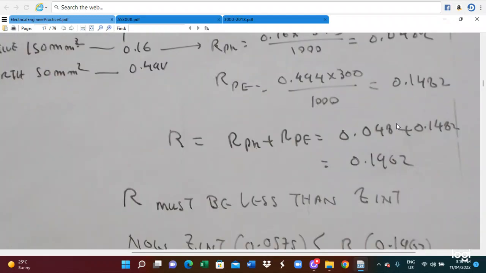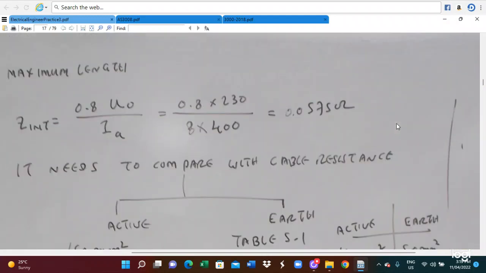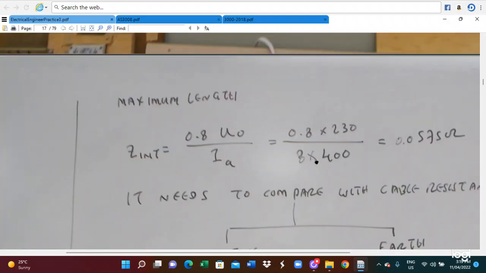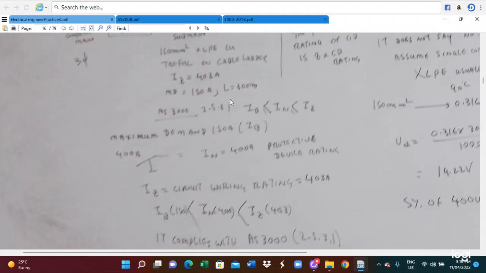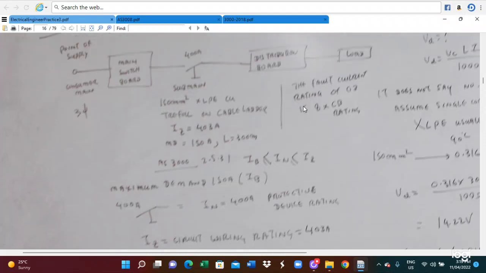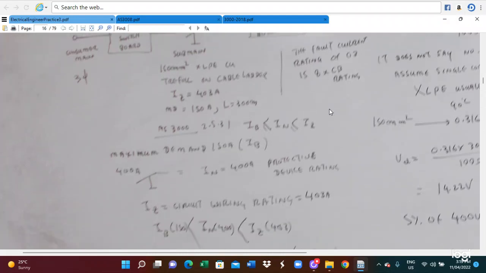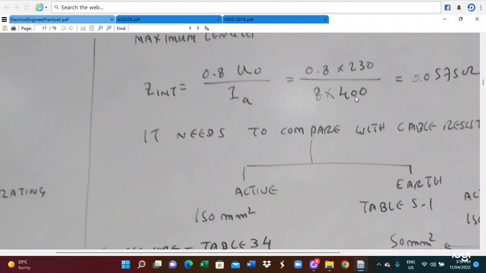Then we also have to calculate the maximum length of the design of this system. We substitute here ZINT equal to 0.8 U0 by IA. 0.8 U0, where U0 is 230. IA is the maximum current we calculate, and IA is 400 ampere. 8 multiplied by the circuit rating, which here is 400. So this 400 shall be substituted here, 8 into 400.